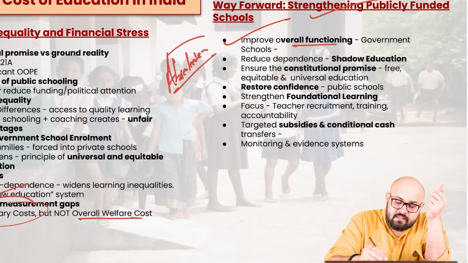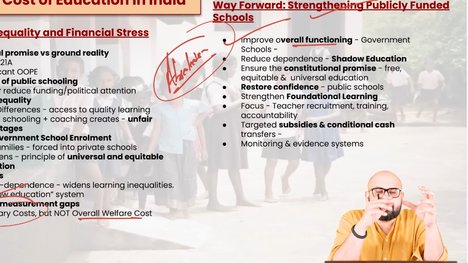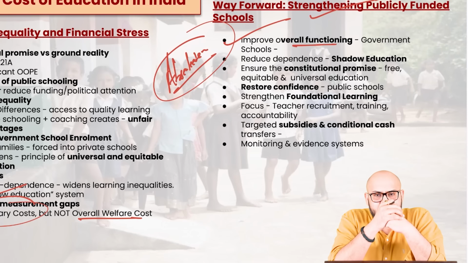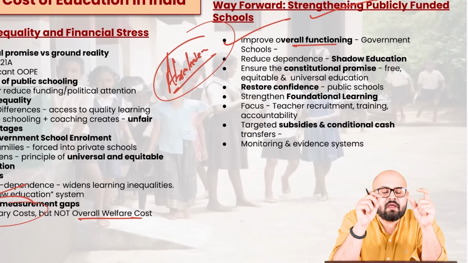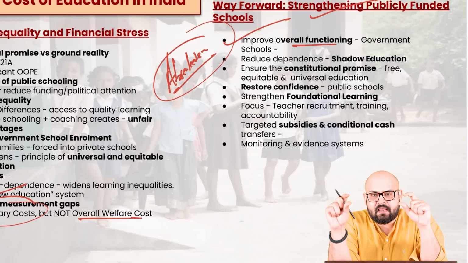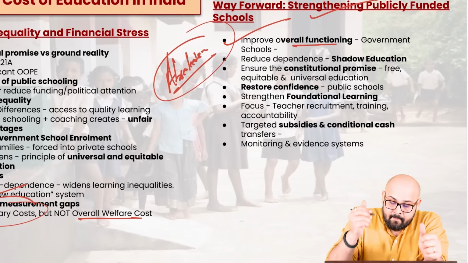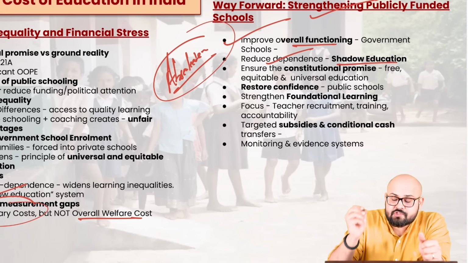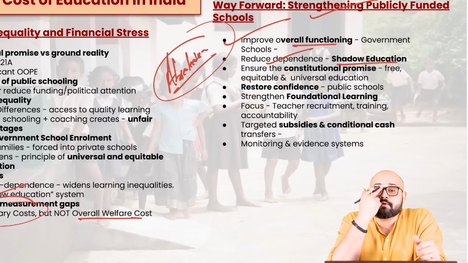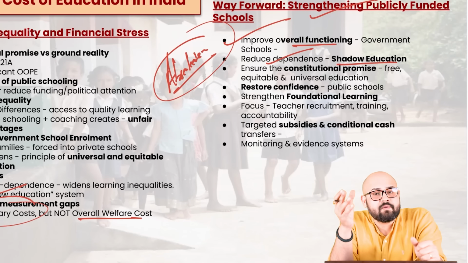which is there. Teachers are absent. So how can we focus upon quality provision of education, right? So you'll have to focus upon having strict accountability mechanisms in these public schools. Reduce dependence on shadow education. These private educations, private tuitions, how can we do so?